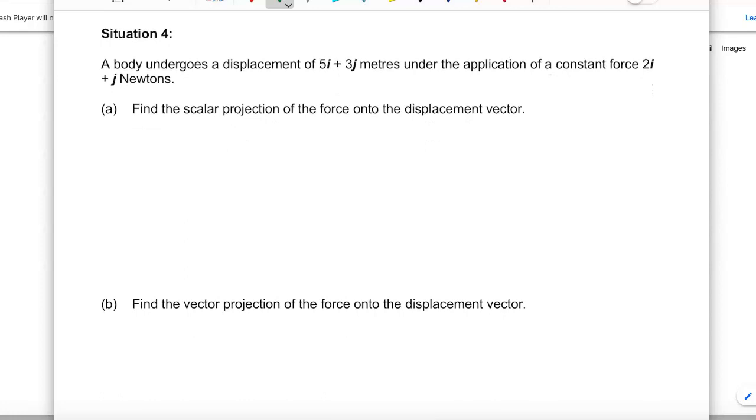In situation 4, we're going to consider the situation where we're going to have a look at the displacement. That was where we said that the work done was going to be equivalent to the force times the displacement, and that will give us a result in joules. We've called that displacement here D. So what we want to do first is find the scalar projection of the force onto the displacement vector.